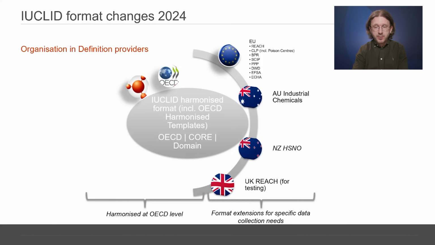On top of this harmonized format, we have also some format extensions to fulfill specific requirements from different regulatory authorities. So you know that Euclid is customized to prepare submissions for EU legislations such as REACH, the Biocides regulation, or the plant protection product regulations. It's also able to be used to prepare submissions for Australia or New Zealand. And United Kingdom's competent authorities are also preparing their own extension in case it's needed for UK REACH in the future.